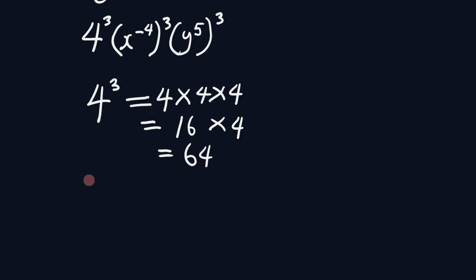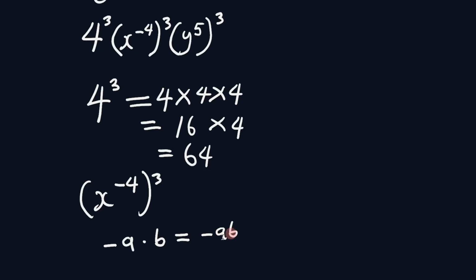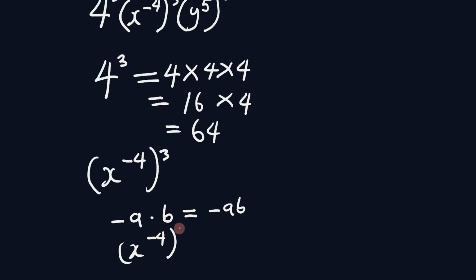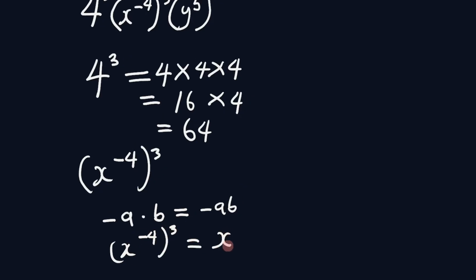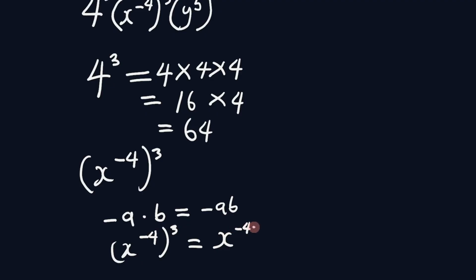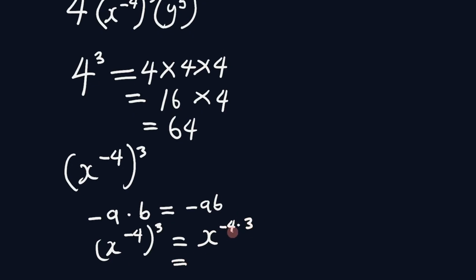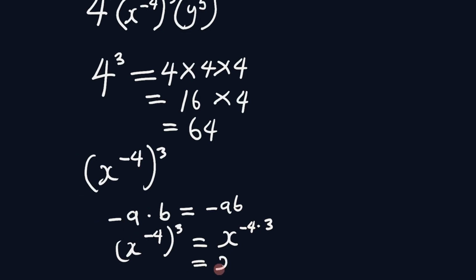Let's look at the next factor, which is x to the power of negative 4, all to the power of 3. There is a rule that says whenever a negative number, let's say a, is multiplying a positive number, the result is always a negative number. So when we apply this, x to the power of negative 4 all to the power of 3 will be x raised to power negative 4 multiplied by 3, which is negative 12. x raised to power negative 12. This is the second factor.